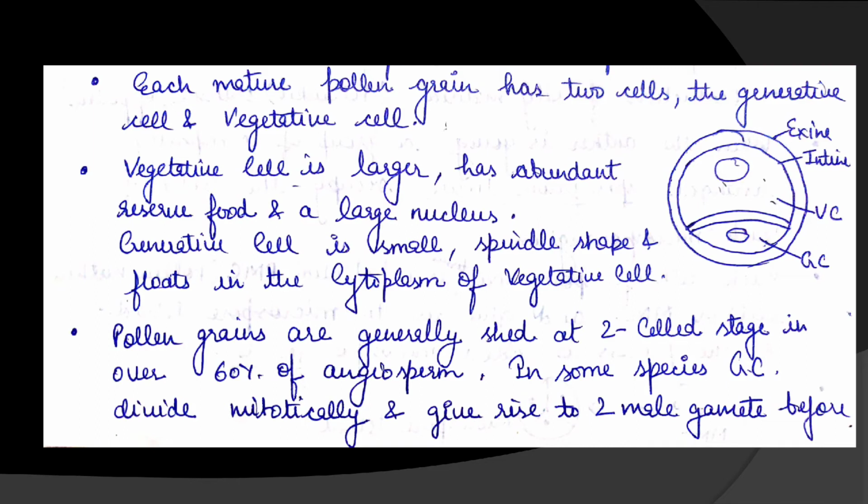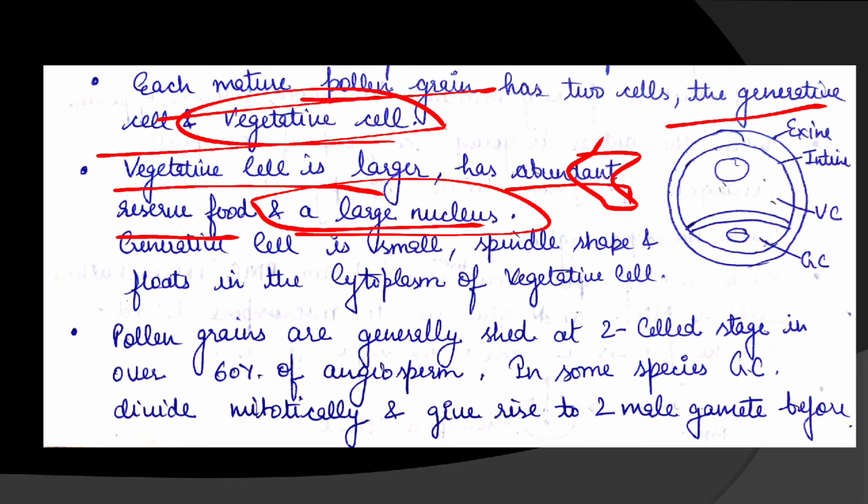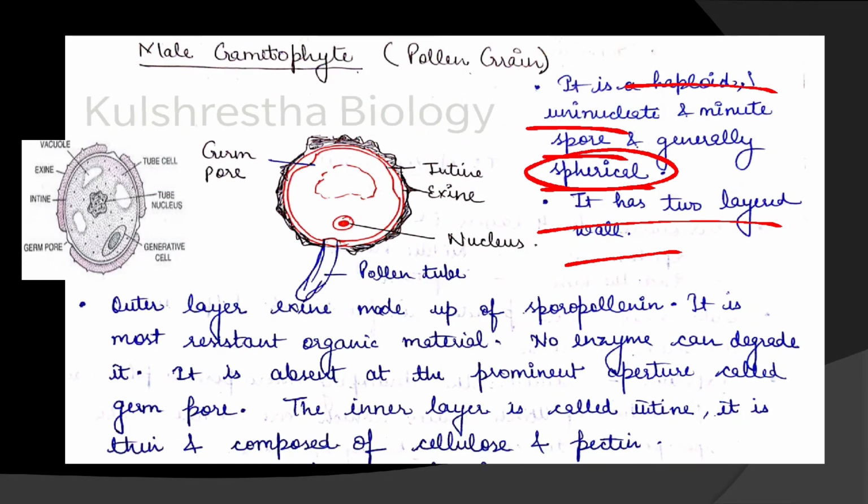Now as the pollen grain matures, it has two cells. One is the generative cell and the other one is the vegetative cell. The vegetative cell is very large and has abundant reserve food and a large irregular nucleus, whereas the generative cell is smaller and spindle in shape and it floats in the cytoplasm of the vegetative cell. See this image. This is the generative cell which is floating in the cytoplasm of the vegetative cell.